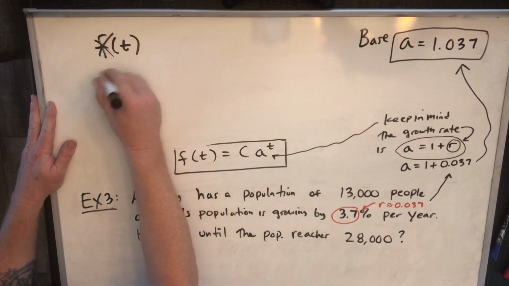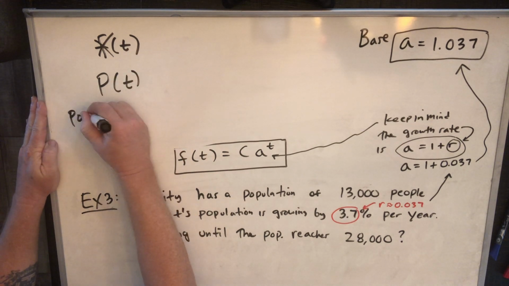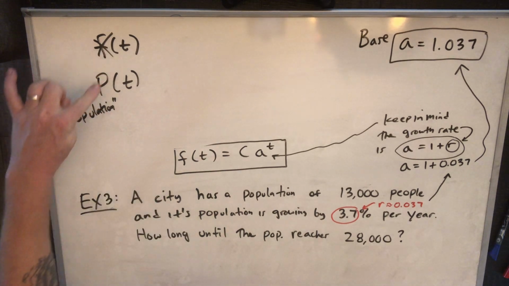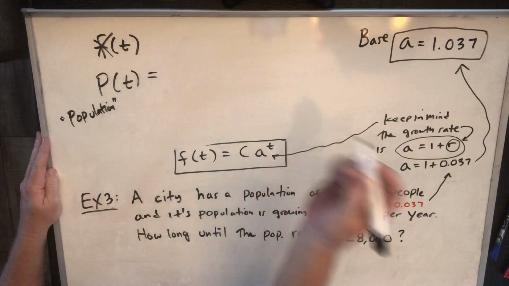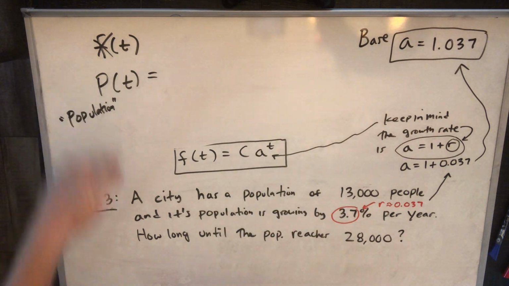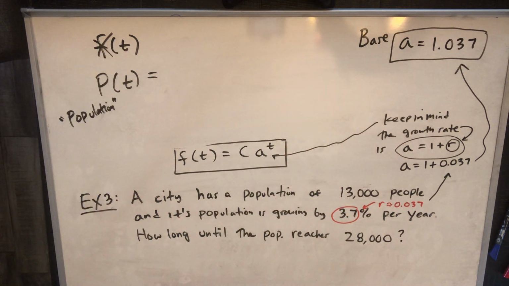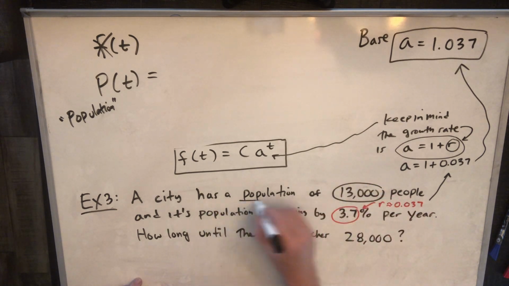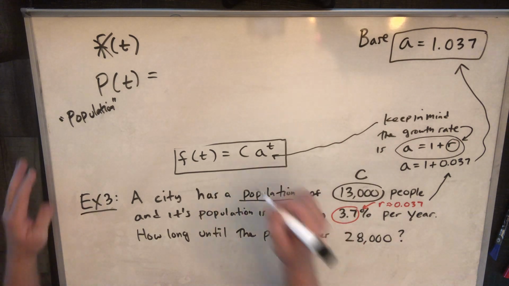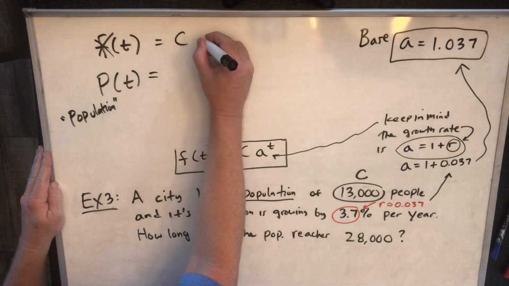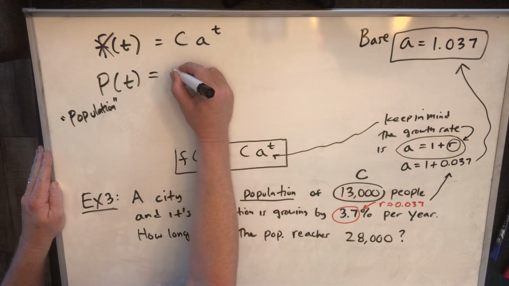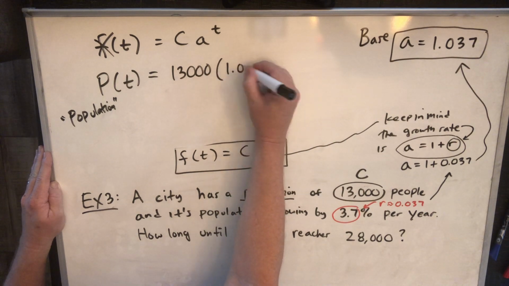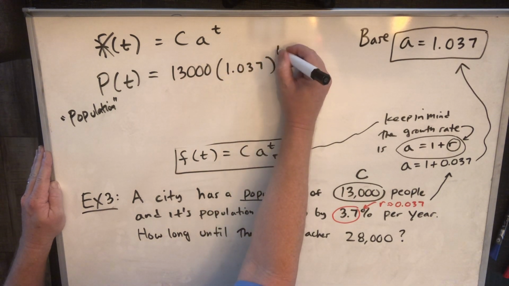Some people call it p of t, so that you know that it represents population. Doesn't really matter. You can call it f, you can call it p. Heck, you could even just call it y, because if we were to draw a graph of this, this would represent the y-axis. The initial population is c. So we've got c a to the t. So we've got 13,000 times 1.037 to the t power.